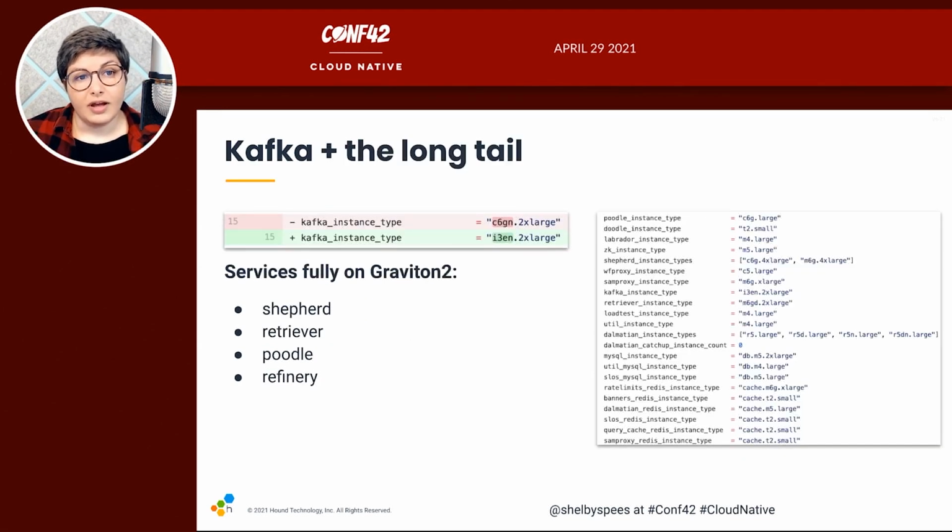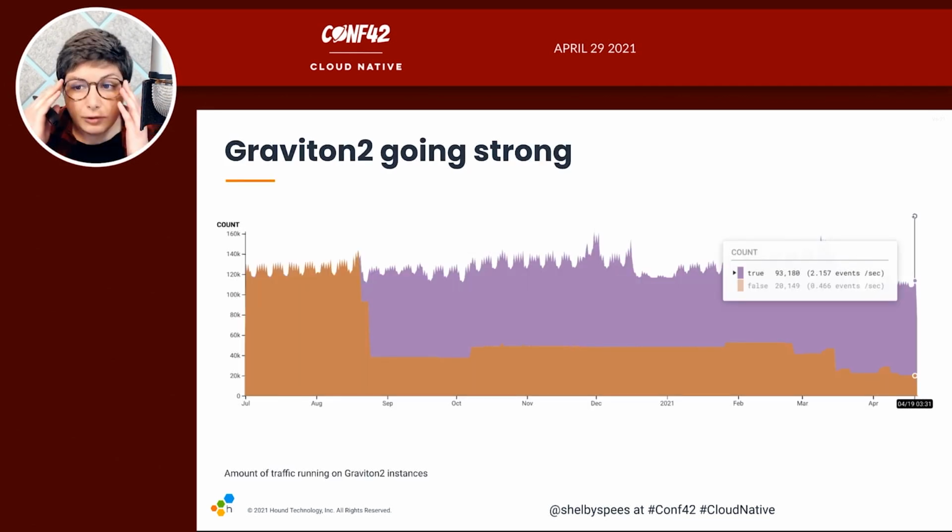So we've reverted the Kafka change, and we also have this long tail of individual hosts and smaller clusters that we'd like to migrate. But 4 of our 5 biggest services are fully on Graviton2. And here's what that looks like. Those services make up the vast majority of our traffic. And we're really thrilled with the cost savings, the performance improvements. Plus, it feels great to be able to say that we've reduced our environmental impact as well.